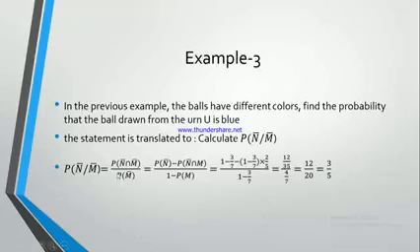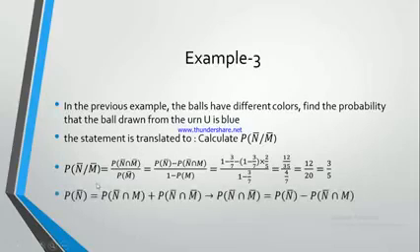To explain why P of N bar intersected with M bar is equal to P of N bar minus P of N bar intersected with M, we use the formula of total probability of the event N bar, which is equal to P of N bar intersected with M plus P of N bar intersected with M bar, and the answer is P of N bar intersected with M bar is equal to P of N bar minus P of N bar intersected with M, and the complement of an event M is 1 minus P of M.